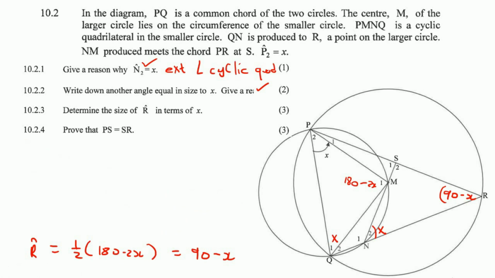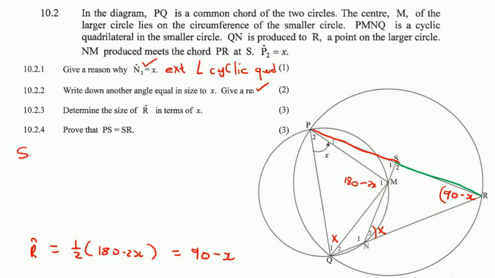Then the last one says prove that the length of PS and SR are the same. PS is over here, and SR is that one. Let's do it in a different color. So they want us to prove that these two are the same. What I think we can do is quickly work out the value of angle S2, because we have this triangle.